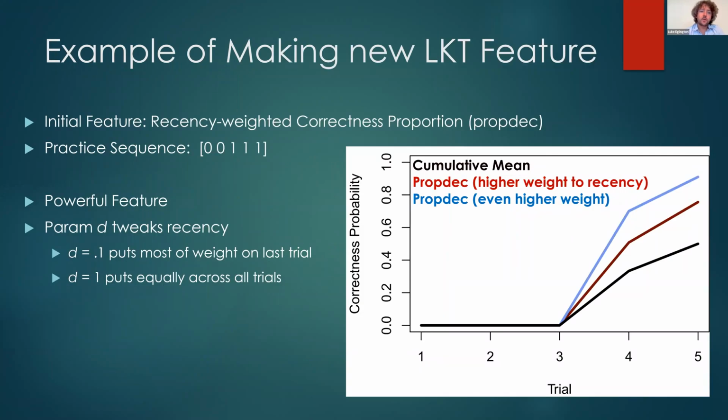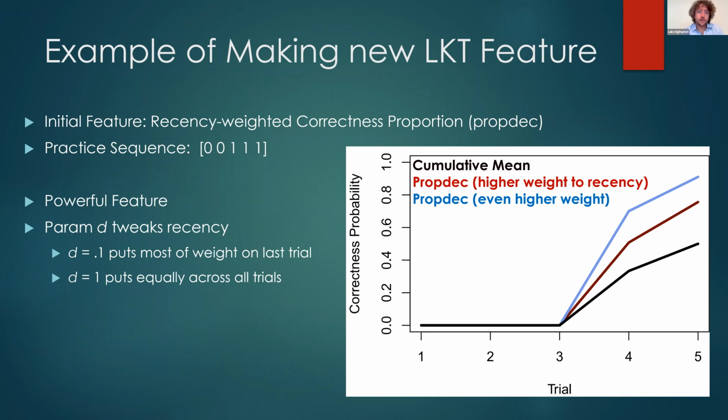Okay, thanks. So what I'm going to talk about is how easy it is to make new features when you have this framework. I'm going to describe a pretty popular feature, proportional decay, originally introduced by Galyardt and Goldin, 2015, and talk about how the functional form of that feature lends itself to some other properties that I think highlight how good it is to have this general framework.